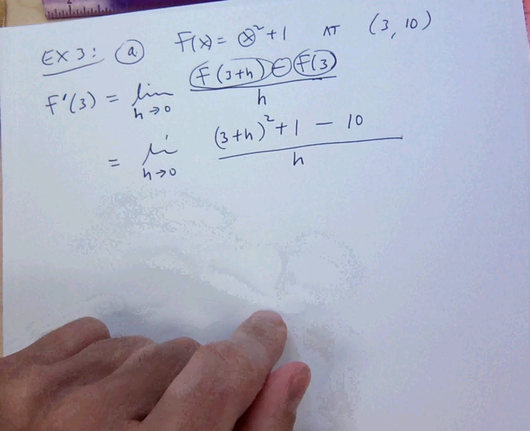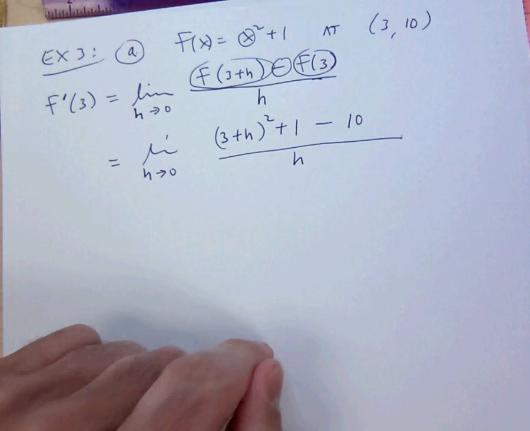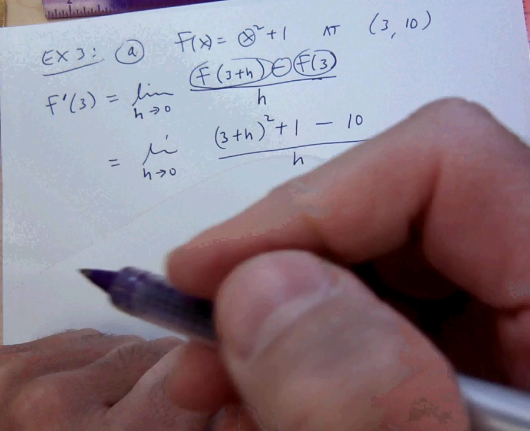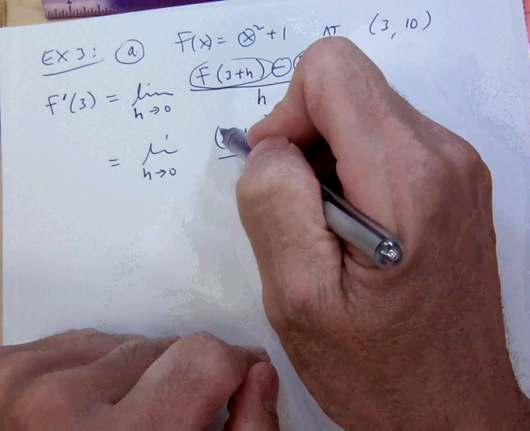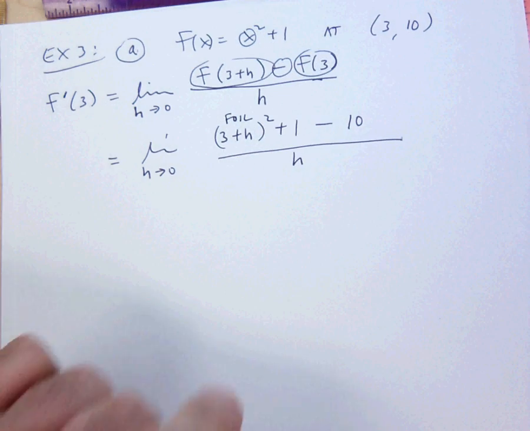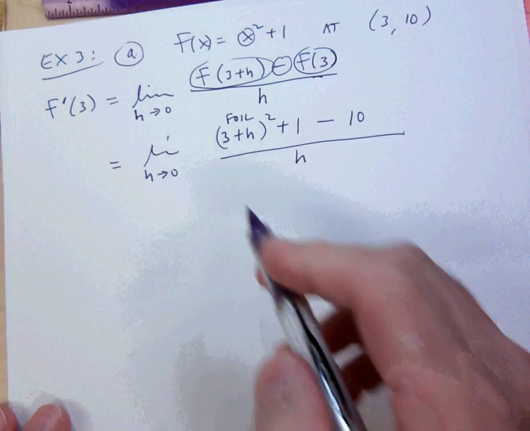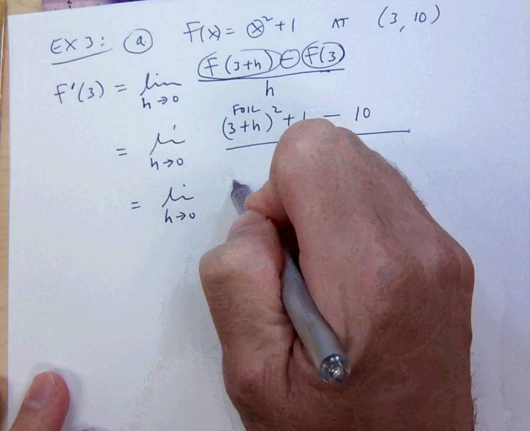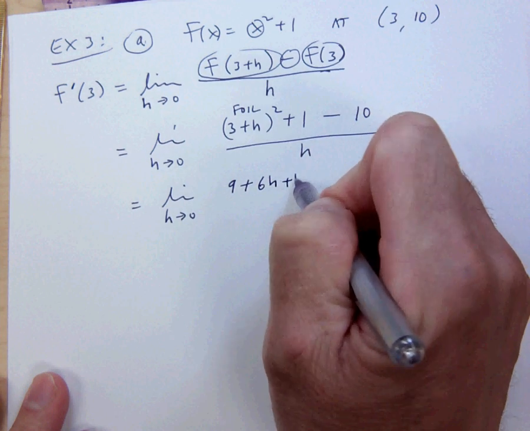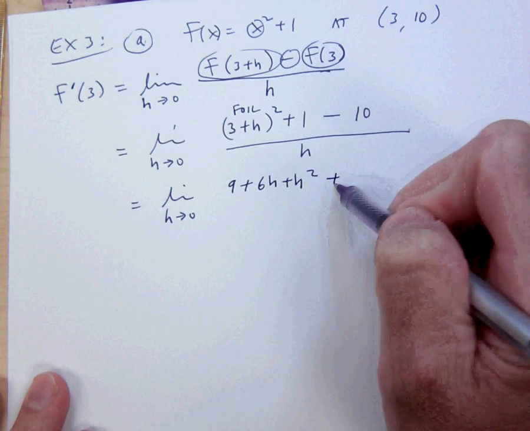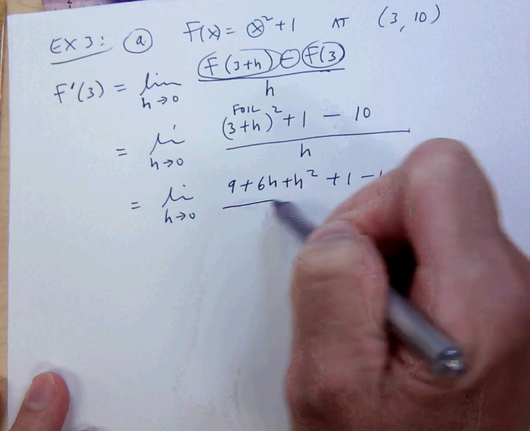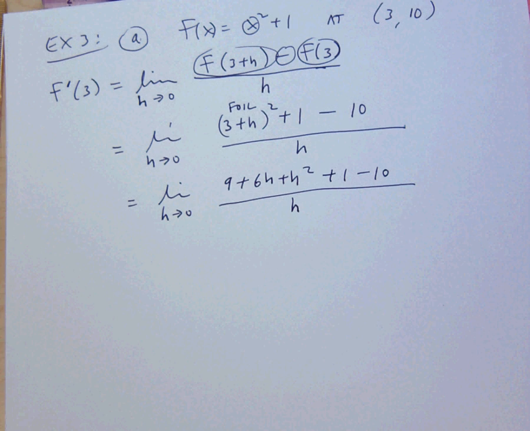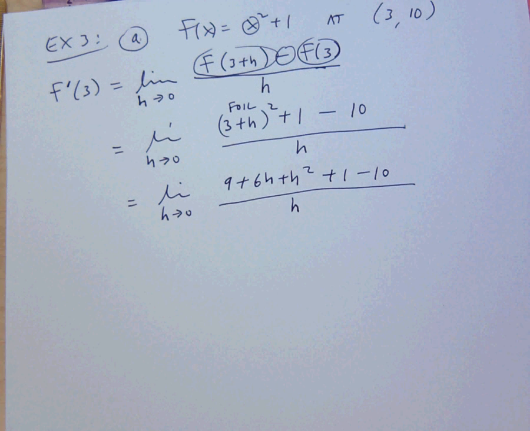Any ideas on how I'm going to get unstuck on this? What should I try? Yeah. Yeah, let's try that. Let's try foiling the 3 plus h and see what happens. Ready? Here we go. So if I FOIL, I get what? 9 plus 6h plus h squared. Now don't lose the plus 1 minus 10. Those are still there. And then all over h. Any questions so far? No? Make sure you get this down so you have something to look at later.